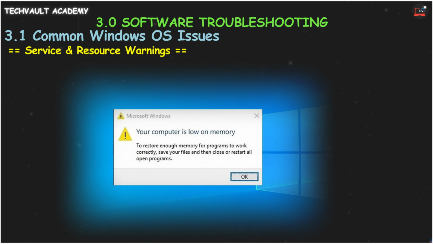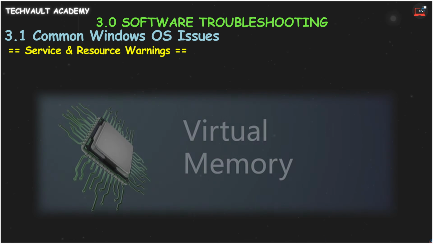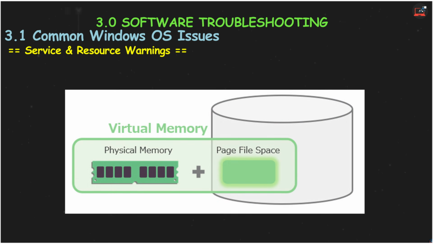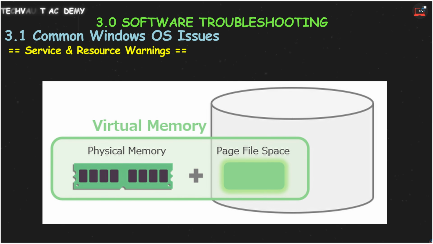Low memory warnings mean your RAM is full. Open Task Manager to see what's using all the memory. Windows manages this by using virtual memory, which is a paging file on your hard drive that acts as slow overflow RAM. You can check its configuration in your advanced system settings.